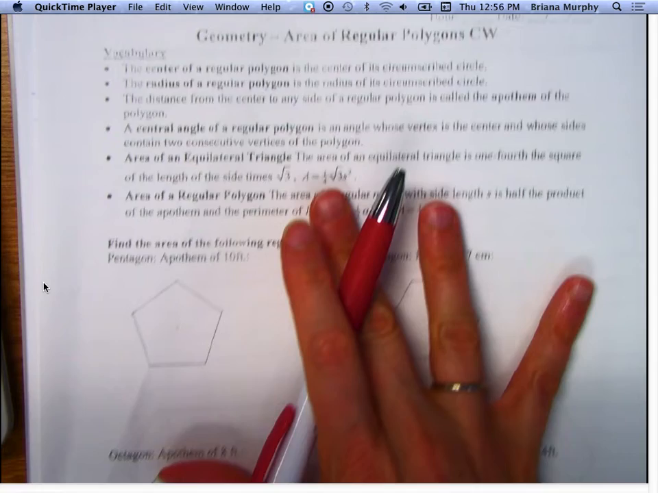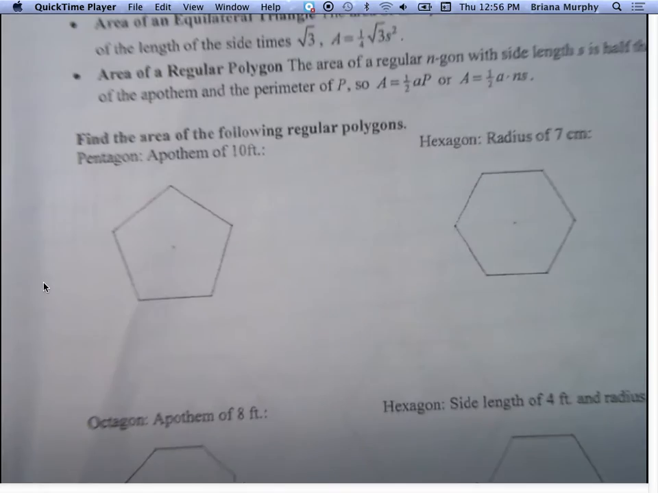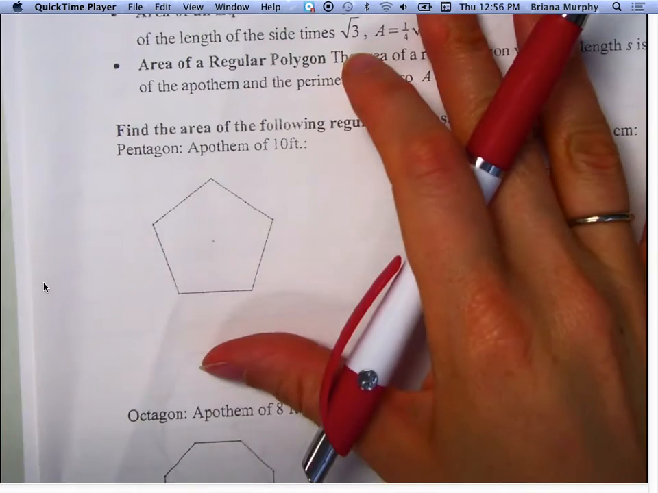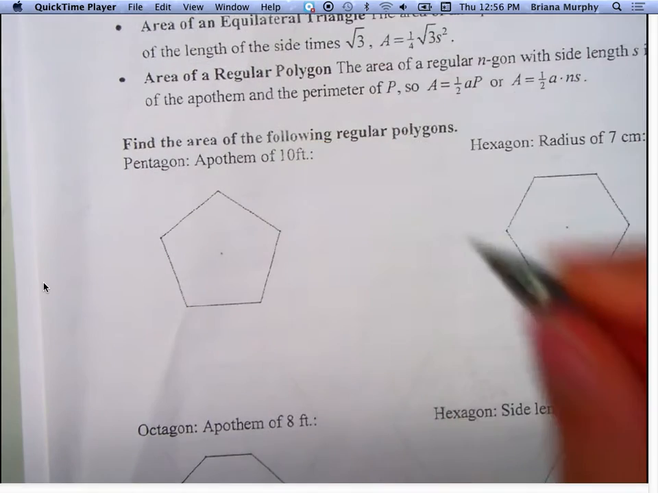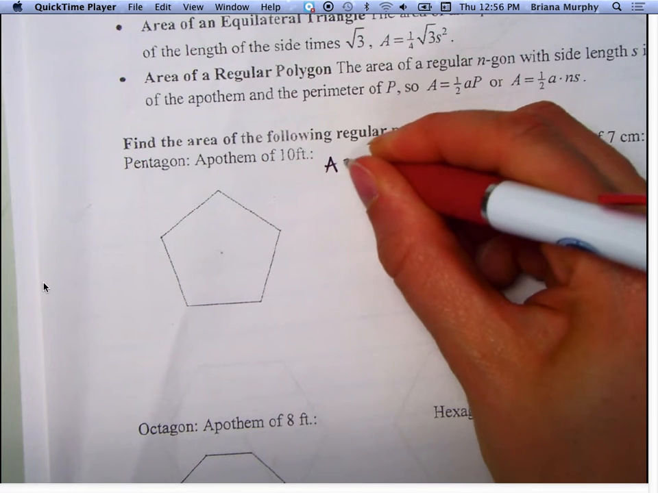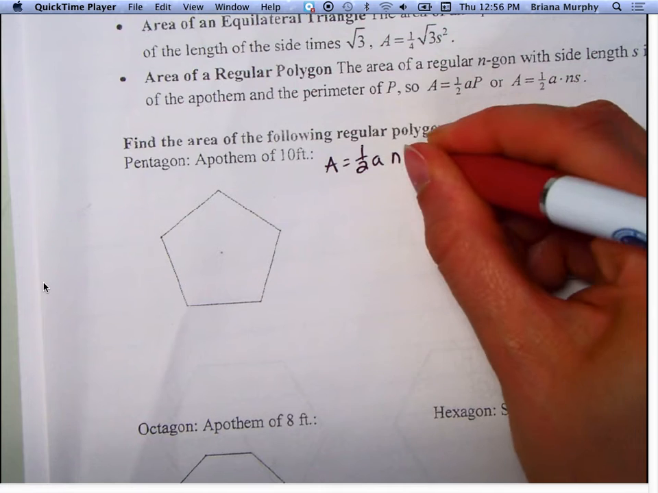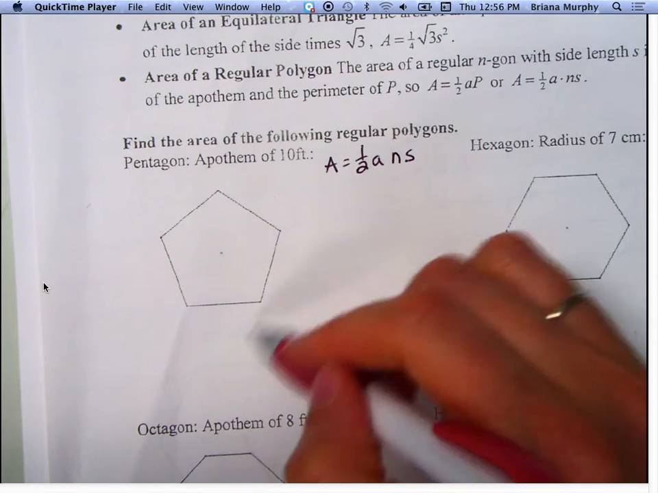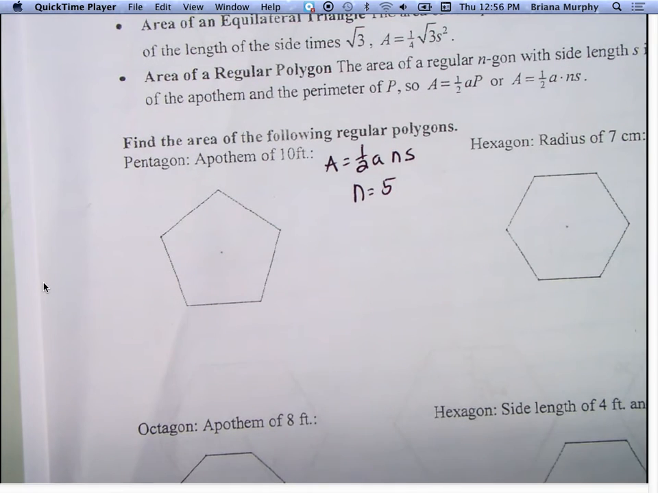Okay, so we are going to go through and find the area of this. So I'm going to zoom in. We're going to talk about this. First of all, this is a pentagon, right? So it has how many sides? We're going to use this formula: area equals 1/2 the apothem times the number of sides times the length of the sides. So it's a pentagon, so I already know that n equals 5. Everybody's okay with that so far? N equals 5. Okay.